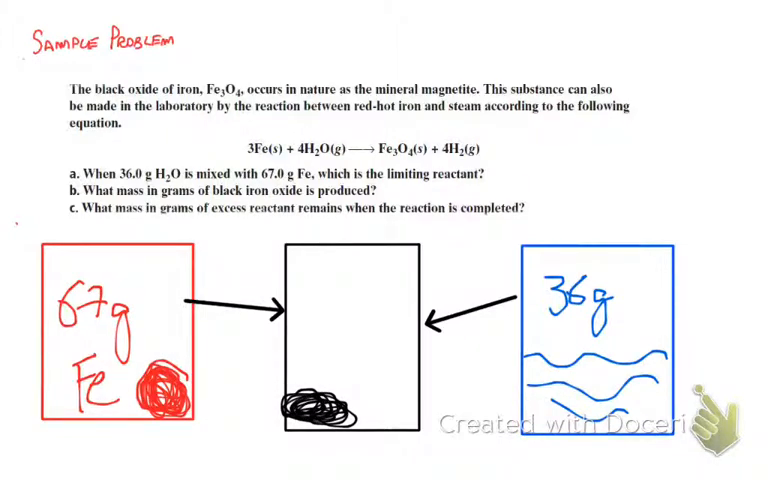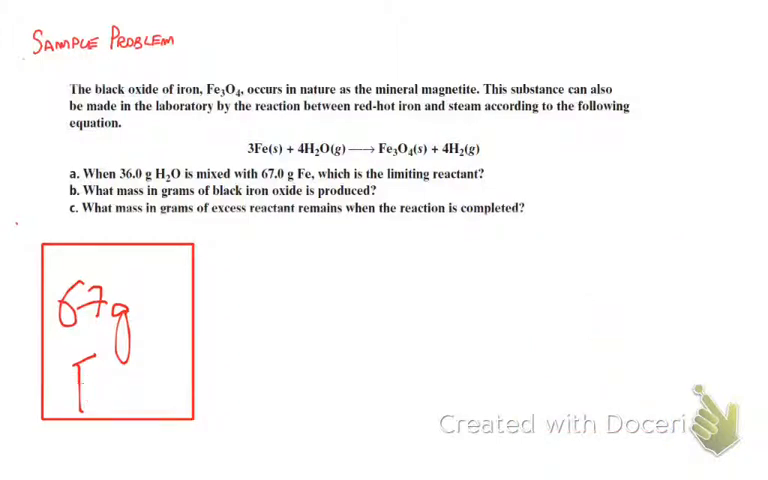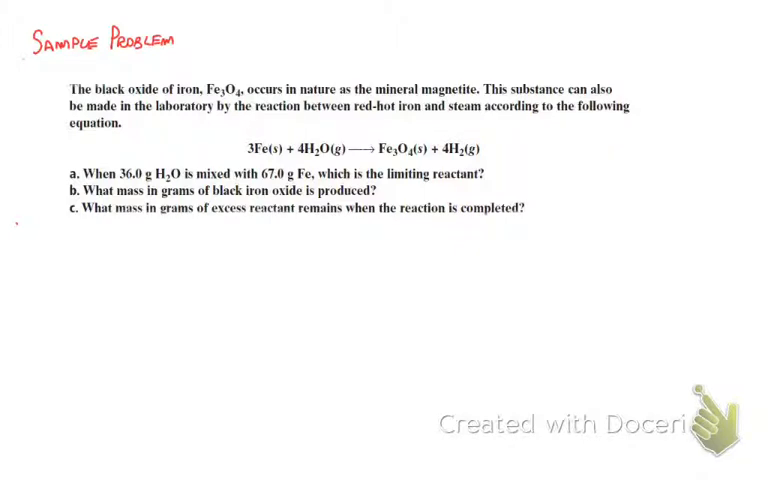Now either there's going to be iron left in the reaction and the water is going to be used up, or there's going to be water left in this reaction and the iron's going to be used up. So either we're going to be left with iron, used up the water, or we're going to be left with the water, using up the iron. So let me take all this away, as we begin to start this.